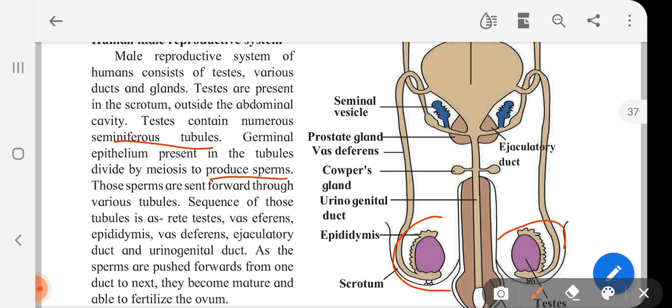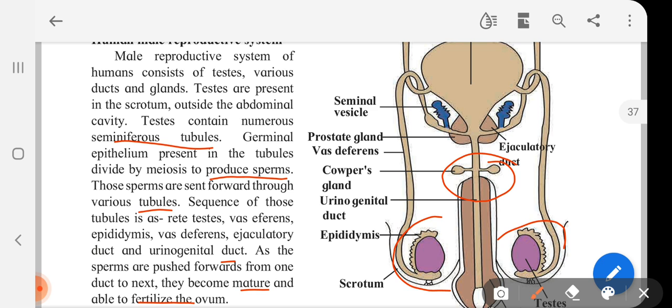Those sperms are sent forward through various tubules, which are connected, through which the sperms are given out. The sequence of those tubules is: testis, vasa efferentia, epididymis, vas deferens, ejaculatory duct. It's a duct which is present over here, the ejaculatory duct, and the urinogenital duct.